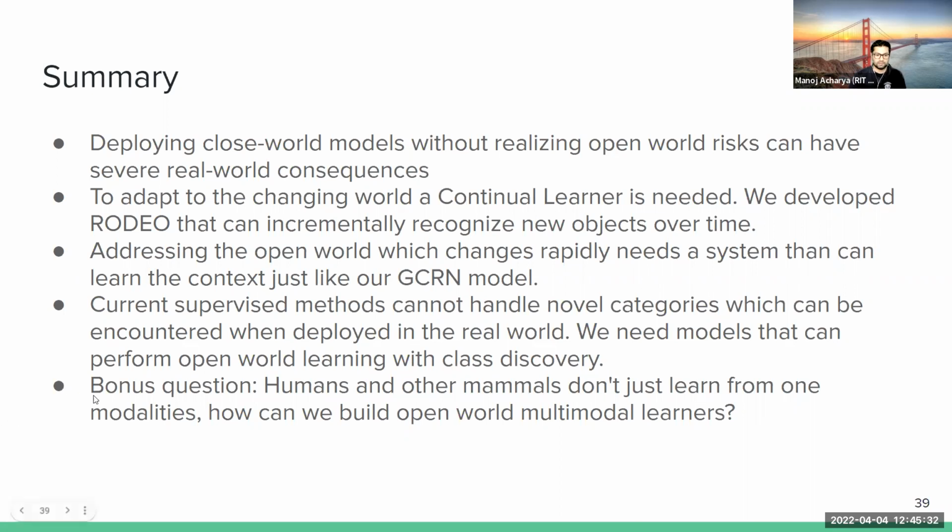Right? I also want to put out a bonus question here. Until now, we are just focusing on a unimodal system, right? But humans and other mammals don't learn from just one modality. The question would be, how do you build open world multimodal learners?